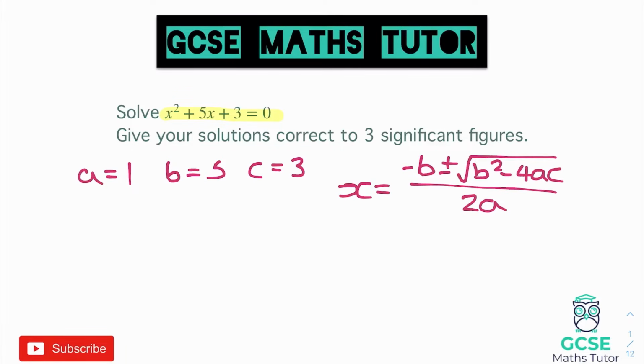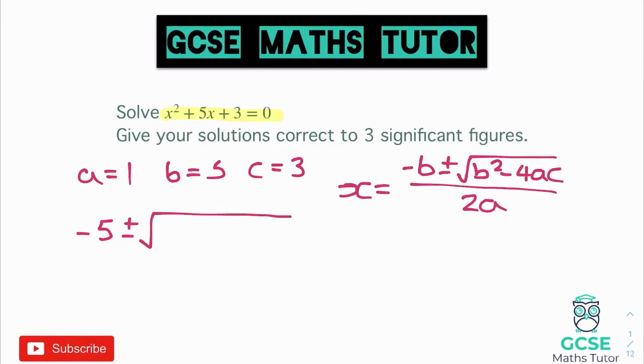Now from there, all I have to do is put it into the quadratic formula. So forgetting about the x equals for a second, let's just put all the numbers in place of the formula and see what we get. So b is 5, so we have minus 5 on the top as it's minus b, plus and minus the square root of 5 squared minus 4ac.